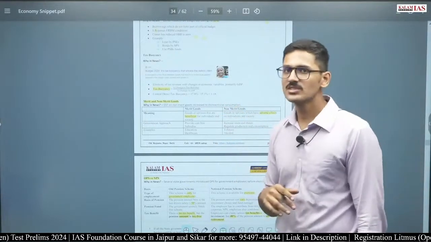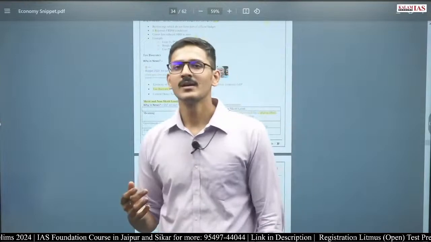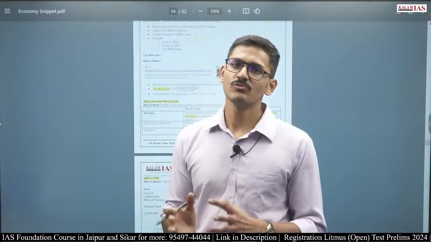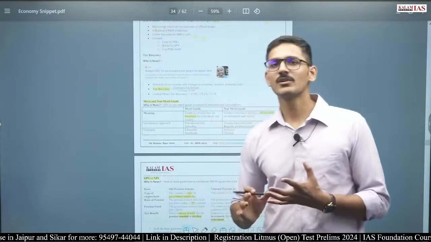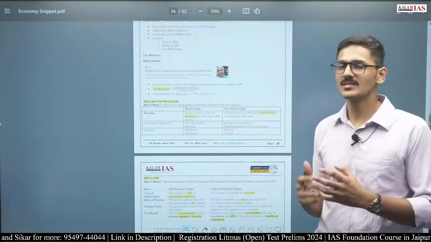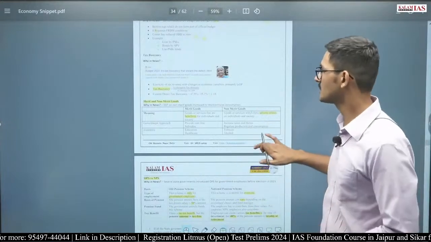Whenever the tax buoyancy is 1 or more than 1, that means the Centre's tax revenue will increase more than the increase in GDP. If tax buoyancy is less than 1, that means the tax revenue will not increase as much as the GDP is increasing.